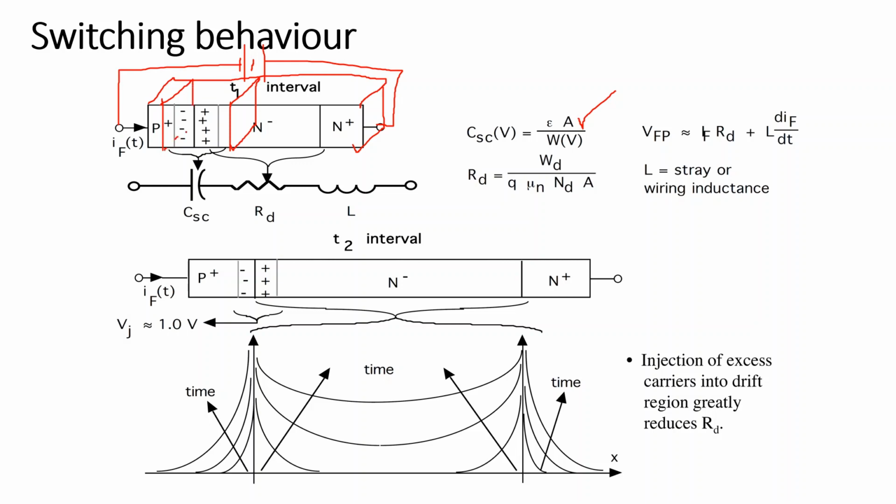Okay, so you get the idea. Now W is the width of the depletion region. So if we reverse bias this capacitance, this W increases and the value of this capacitance reduces.